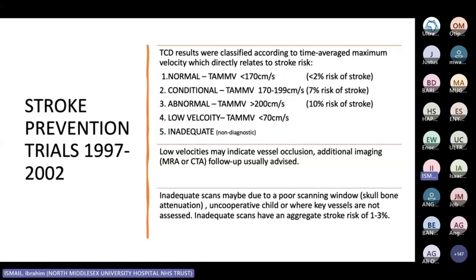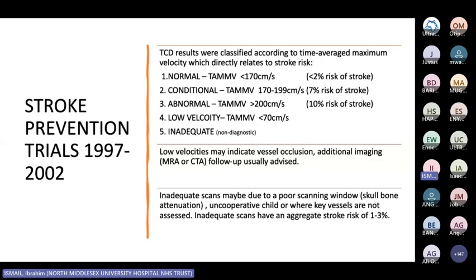Low velocities may indicate vessel occlusion. So in those cases, an MRI or CTA was commonly used as a follow-up for the patient. Inadequate scans may be due to poor scanning window, uncooperative children, and we start our scans on these patients from 2 years old, so it will be challenging.